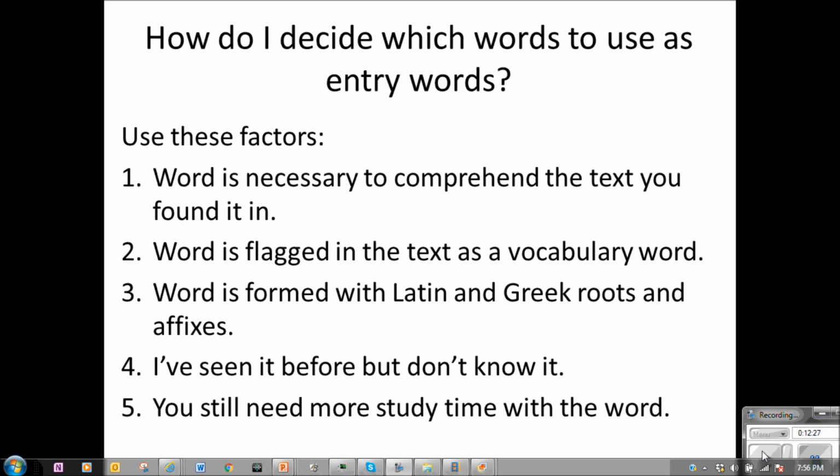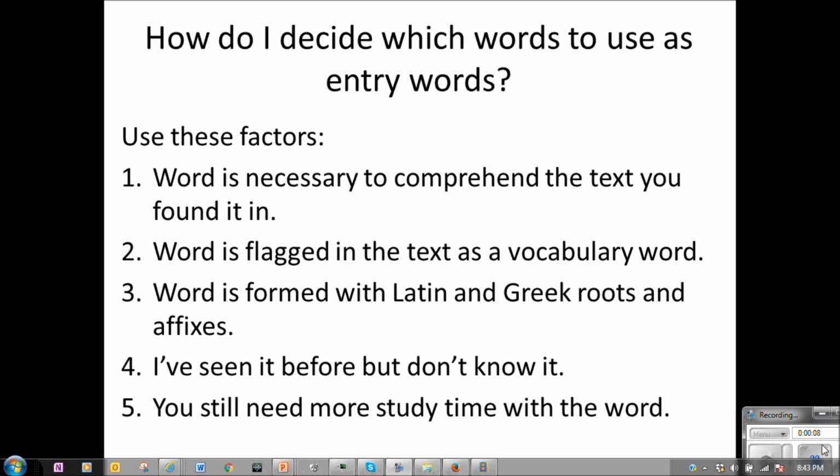And the fourth criteria is if you've seen it before, but you still don't know it. You're like, wait, I've seen that word before. Or maybe you've even written it down on your possible words page. If you've seen it before and you still don't know it, it's probably a high utility word, a useful word, and one that you should add to your vocabulary journal. The last thing is whether you still need more study time with the word. You know, I also looked up the word Shiloh in our story, and it turns out Shiloh is a place where there was a big Civil War battle. Now that I know that, I don't think I need to really study that anymore.